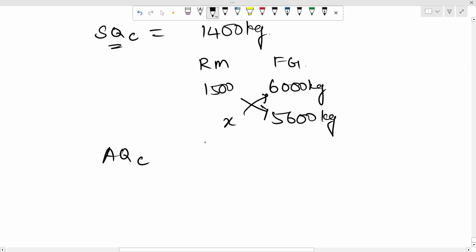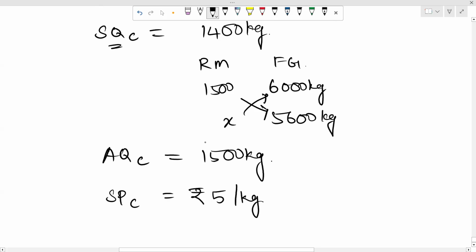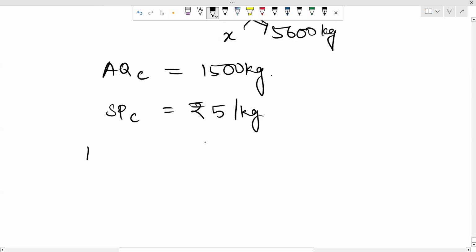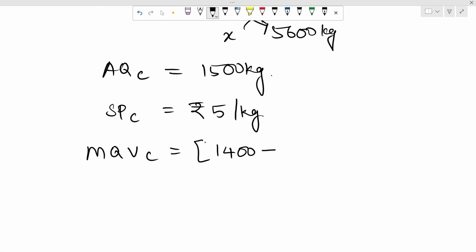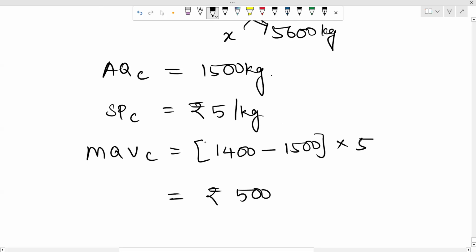So the actual quantity of raw material C consumed is 1,500 kg, which came from working note number 4. And standard price of raw material C is given in the question, which is rupees 5 per kg. So now just apply the numbers in the formula. Material quantity variance of C is equal to standard quantity is 1,400 minus actual quantity is 1,500 into rupees 5. So it is negative 500. So we can write it as rupees 500 adverse.